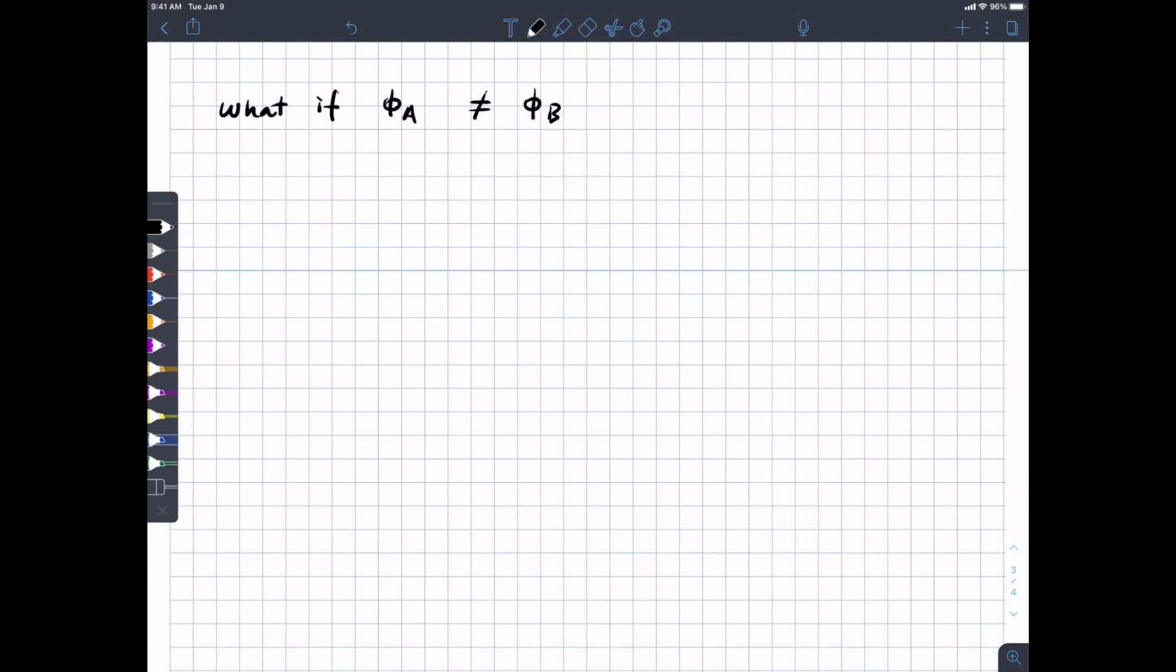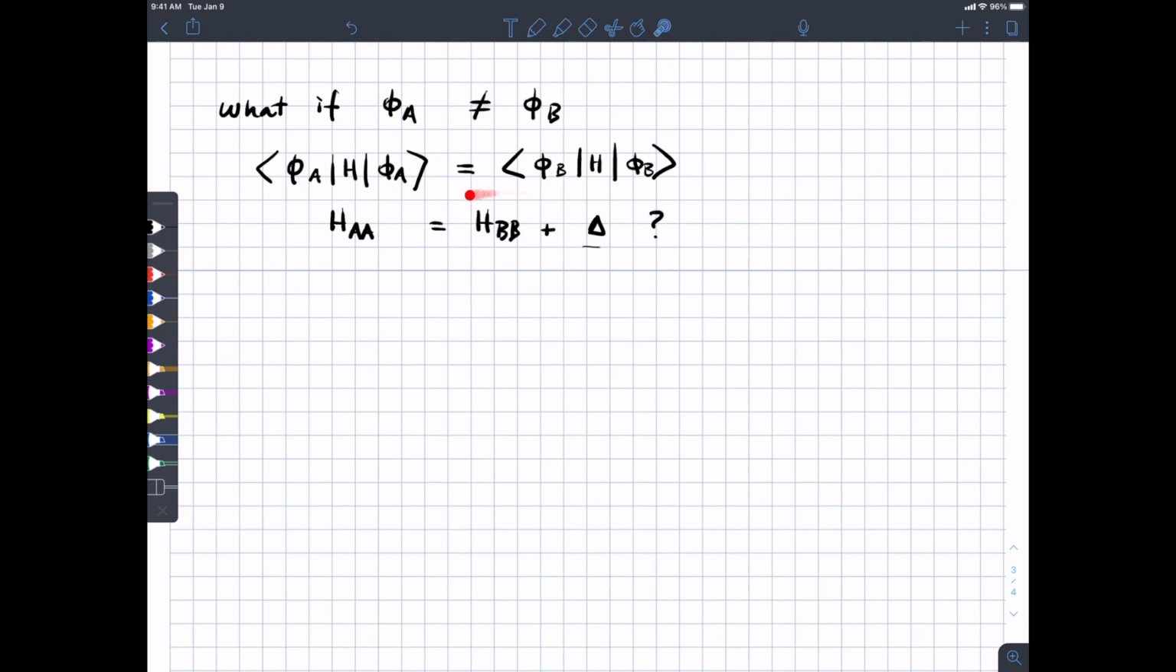You recall that above, we said that the Hamiltonian for phi A was equal to that similar Hamiltonian term for phi B because they were equal in energy. We said HAA equaled HBB, and that made things a little bit easier. But what if there's some energy difference between the two? And we don't know what it is. So you can go through everything we just did with this complication, and you can calculate what the coefficients should be and what the energies should be.